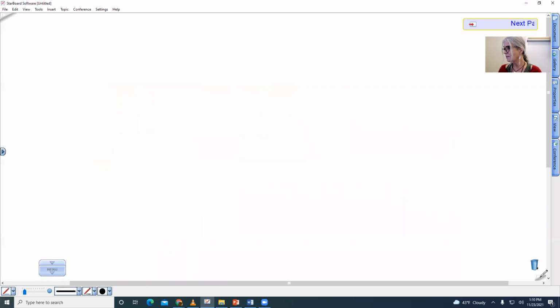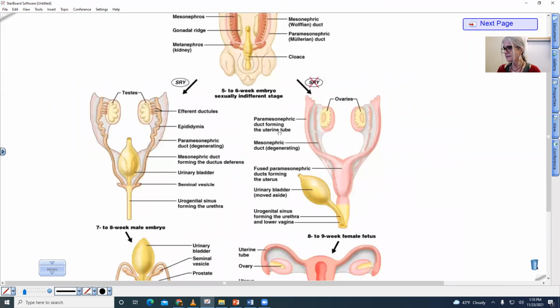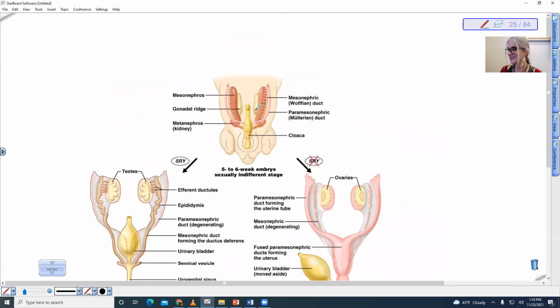So in embryonic development, we can see that we start off, interestingly, as an undifferentiated embryo. It's indifferent at 5 to 6 weeks. So we haven't determined whether the embryo is going to become male or female. And so you can see here that this is the gonad that could either become the testes or the ovaries. So this is my undifferentiated gonad. This is actually part of the kidney. The kidney is very strange embryologically. And then you'll notice that there's 2 sets of ducts.